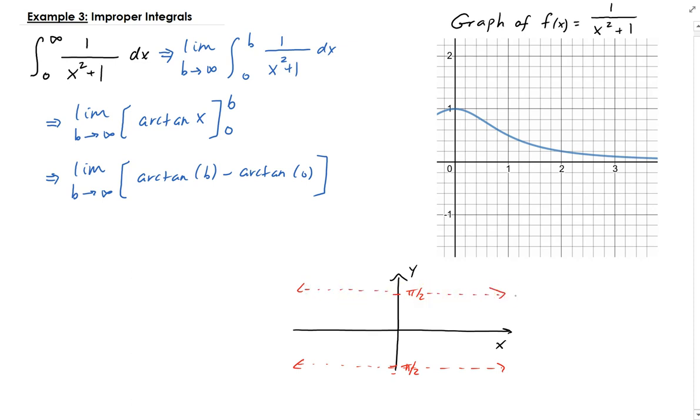Okay, so the graph of arctangent looks like this. It's going to go through the origin. As it's going left, it's going to get closer and closer to minus pi over 2. And then as it increases, it gets closer and closer to pi over 2. So arctangent has two horizontal asymptotes. This will help us analyze the limit.